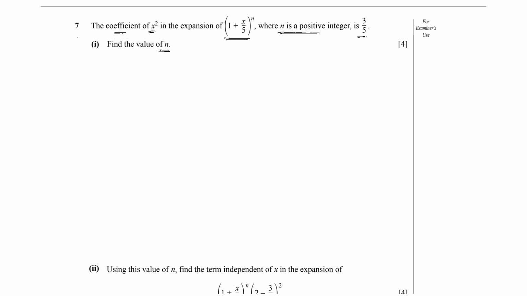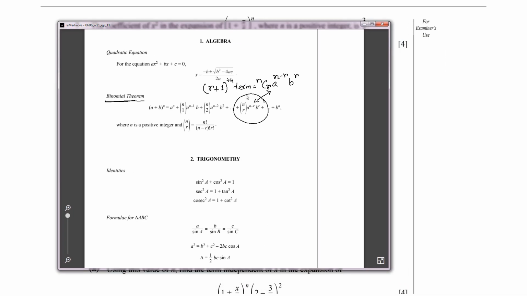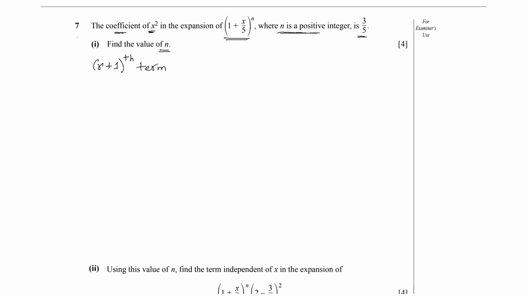In order to find this n, we are going to use the formula of binomial expansion, which is known as the r plus 1th term. So let me write this r plus 1th term. This r plus 1 term is usually given in our formula page. So let's see how it is given in our formula page. Here is the formula page. This is our r plus 1 term, which we can say is nCr times a to the power n minus r times b to the power r. So we are going to use this.